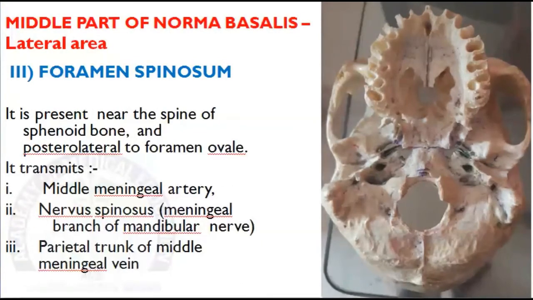Middle part of norma basilis, lateral area. The next structure is the foramen spinosum. This is the structure present near the spine of the sphenoid bone, posterolateral to the foramen ovale. This is the spine of the sphenoid bone. Here is the foramen ovale, and here is the foramen spinosum. It transmits the middle meningeal artery, nervus spinosus, which is the meningeal branch of the mandibular nerve, and the parietal branch of the middle meningeal vein.